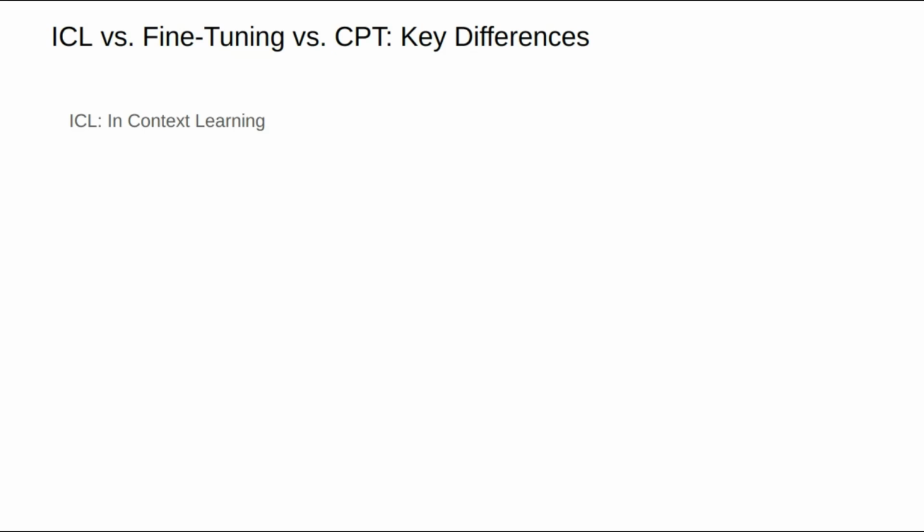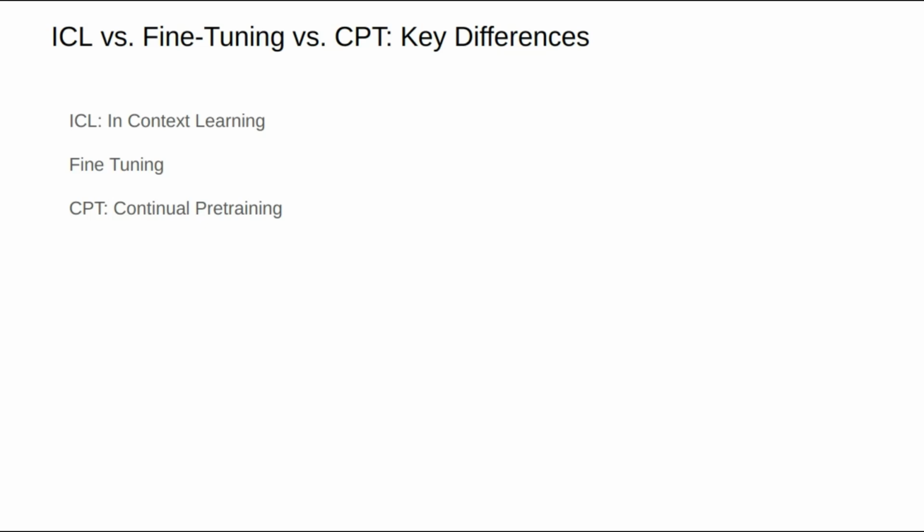Next, fine-tuning involves updating the model using a small dataset to enable it to perform well in a specific area. Fine-tuning fundamentally modifies the model. Finally, CPT stands for Continual Pretraining. CPT is part of the pre-training phase and aims to provide the model with broader general capabilities.